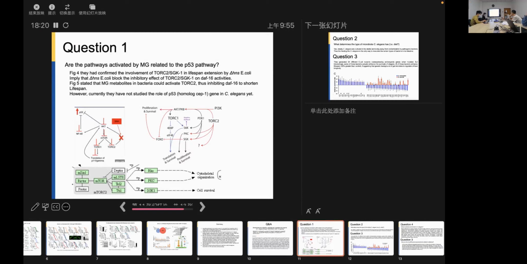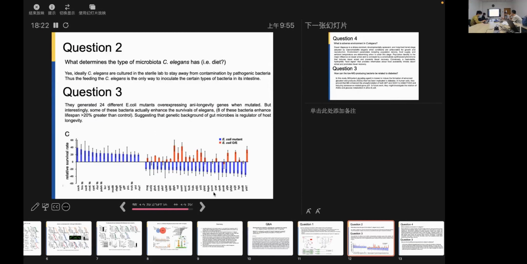Okay, let's continue then. The next question is asking what determines the type of microbiota C. elegans has. Is this by diet or another way? So ideally C. elegans are cultured in a really clean lab, so as to stay away from other contaminations.